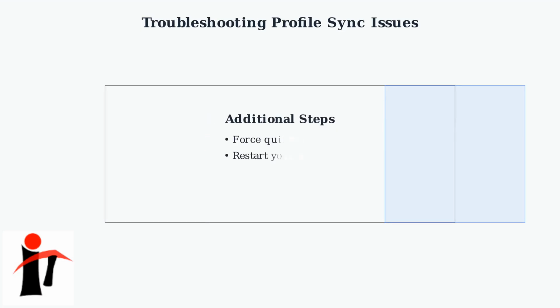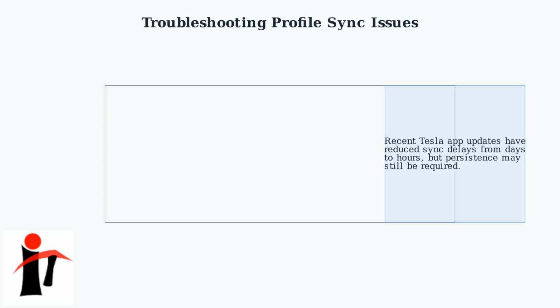Additional troubleshooting steps include force quitting the Tesla app completely and restarting your phone. These actions clear temporary memory and can resolve underlying sync problems. According to Tesla's recent updates, synchronization delays have been significantly reduced, often completing within hours rather than days. However, if issues persist, patience and repeating these steps may be necessary.